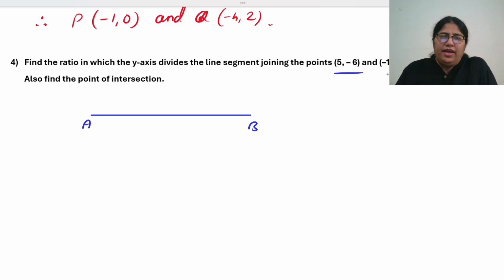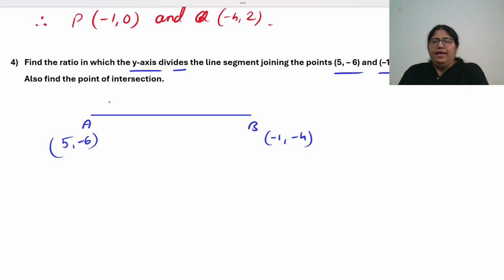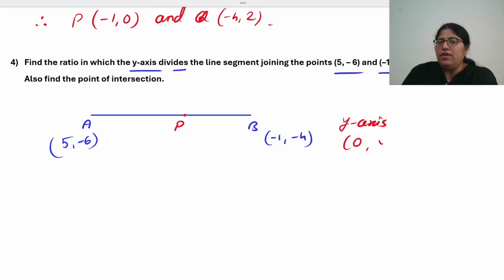Now what are the endpoint coordinates of the line segment? It is 5 comma minus 6, and here it's given minus 4 comma minus 1 comma minus 4. Now find the ratio. That means again the ratio is missing. So I'll take it as k is to 1 in which the y-axis divides the line segment. That means the point falls on the y-axis. So if point P falls on the y-axis, now y-axis means what is going to be the x coordinate? It's always 0 and the y coordinate will be y.